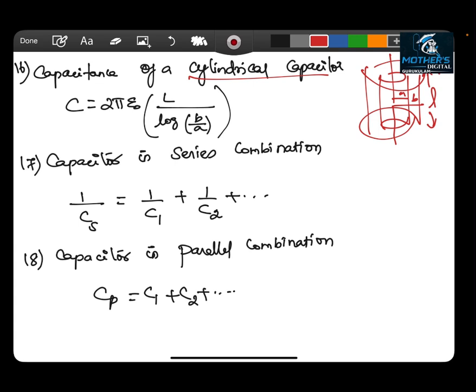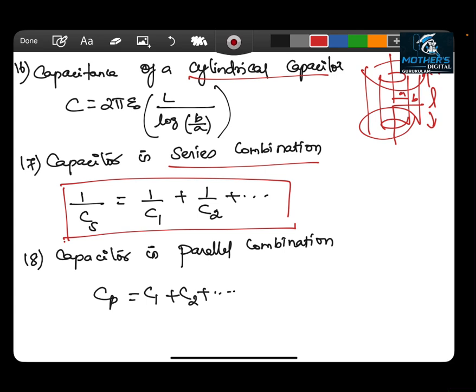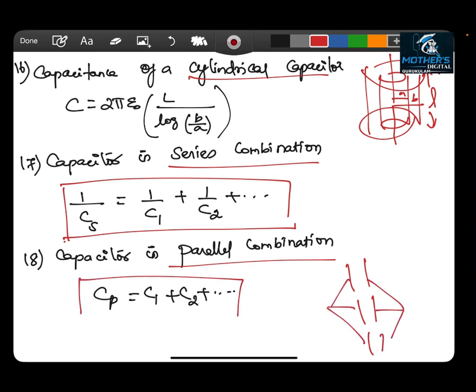Now we'll go with the combination of capacitors. If capacitors are connected in series, the net capacitance can be written as 1 by Cs equal to 1 by C1 plus 1 by C2 plus dot dot. Capacitors in parallel combination: if the capacitors are connected in parallel, the net capacitance can be written as Cp equal to C1 plus C2 plus dot dot dot.